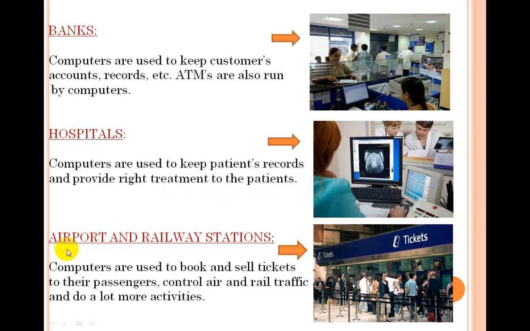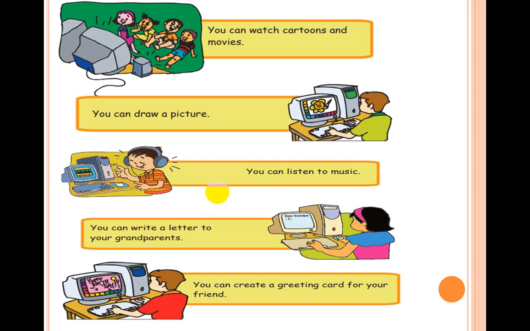Next, coming to the airport and railway station, computers are used to book and sell tickets. Online we book our tickets, railway tickets we book, and while going there we also sell the tickets from the computer to the passengers. Even air and rail traffic are controlled, and a lot more activities are done with the help of computers in the railway stations.